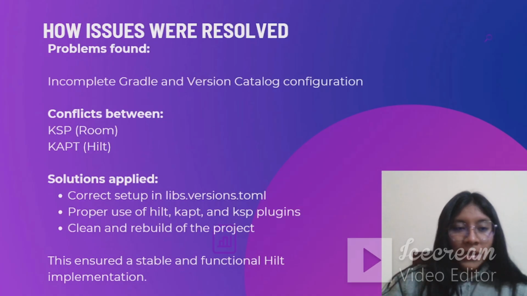Regarding problem resolution, the AI did not generate the full Gradle and version catalog configuration. We encountered real issues such as conflicts between KSP for Room and KAPT for Hilt. These problems were solved manually by correctly configuring the version catalog and plugins, and rebuilding the project. In conclusion, it was very useful for architectural guidance and best practices, but human intervention was necessary to adapt the code to real project constraints. By combining AI assistance with technical review, we achieved a clean, scalable, and professional implementation of Hilt in FlowUp.